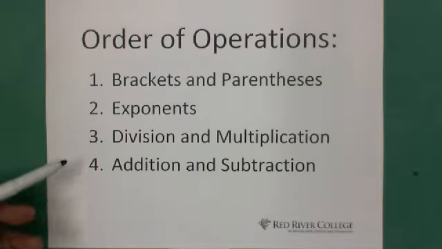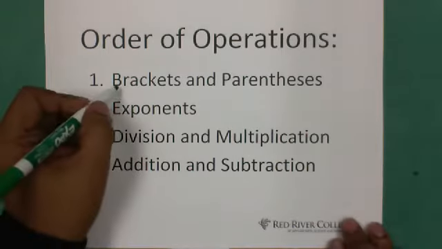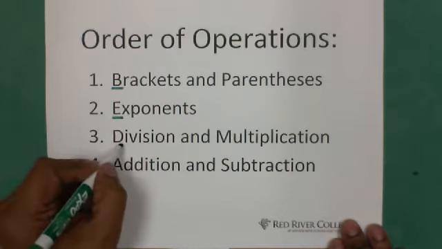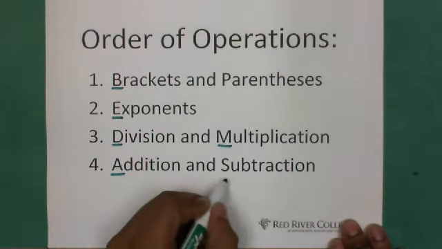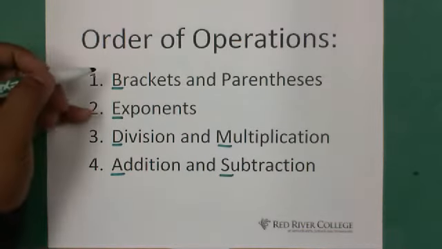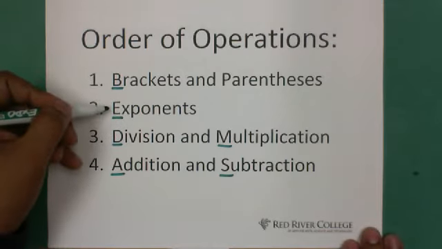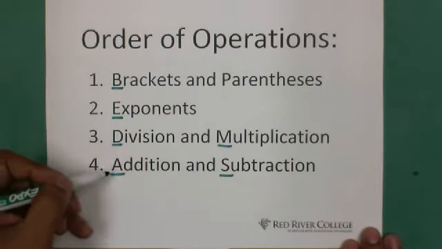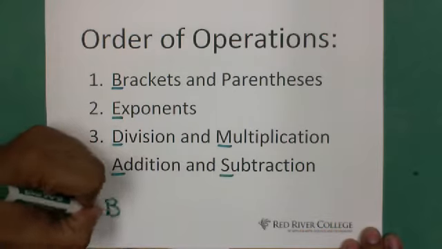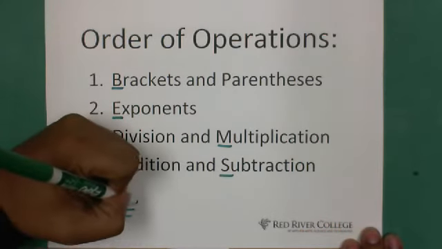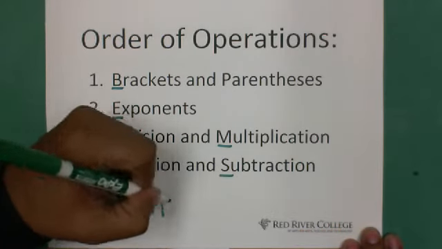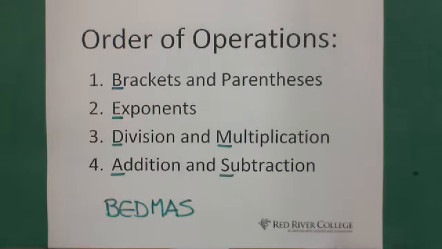It's pretty complicated remembering all four of these levels. Thankfully, we have an acronym that will help us remember. If you look at the first letter of every single one of these operations, it spells something out if we put them in order. B, E, D, M, A, S. It doesn't actually spell a word, but it spells something that we can pronounce and remember. BEDMAS.